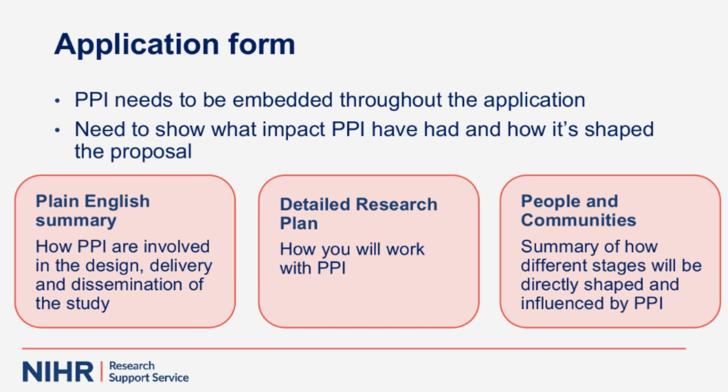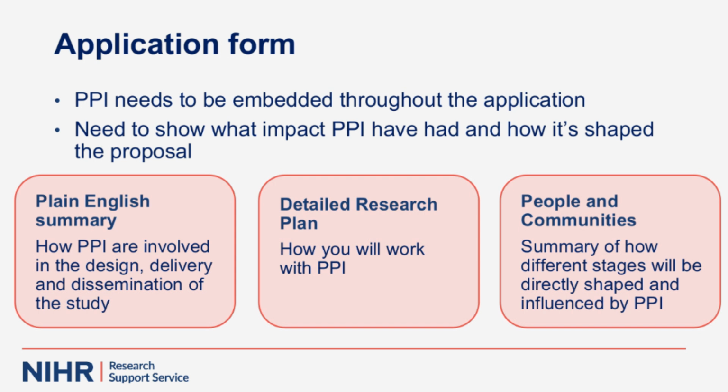This slide gives some guidance on how to write PPI into your application. PPI needs to be embedded throughout, not just included in the people and community section. And this is to show that it's a core part of the research process, not just something added on at the end. And you need to show the impact PPI have had and how it shaped your proposal. For example, was there something that PPI said that you hadn't thought about and then decided to include? Or was there something that was said that made you change the study design? These are just a couple of examples of what you can include.